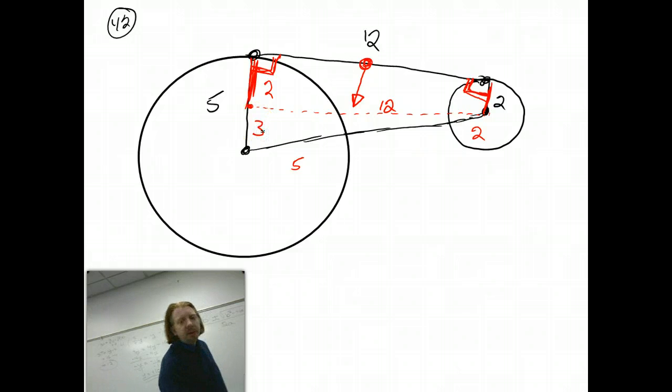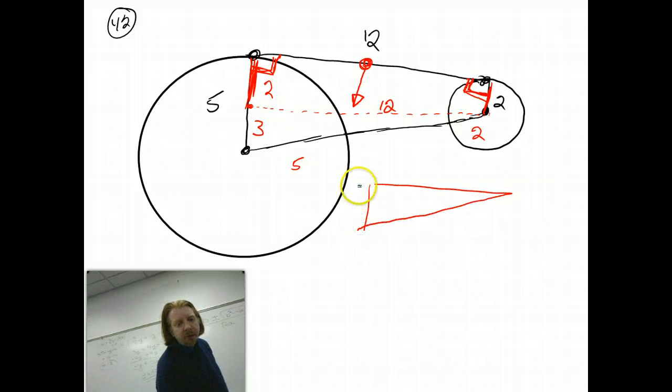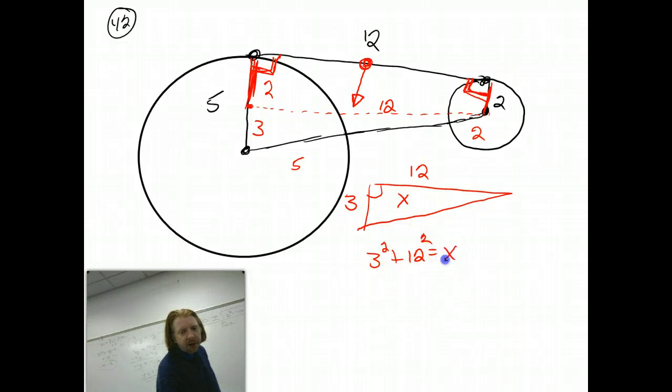And now I'm solving this triangle. 3 here, 12 here, x here. X is the hypotenuse. It's a right triangle. So 3 squared plus 12 squared is equal to x squared. 9 plus 144, so x is the square root of 153.